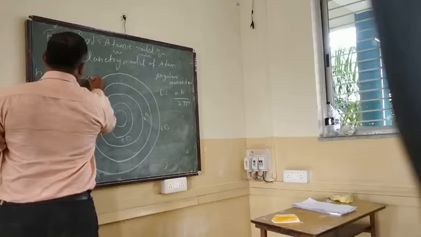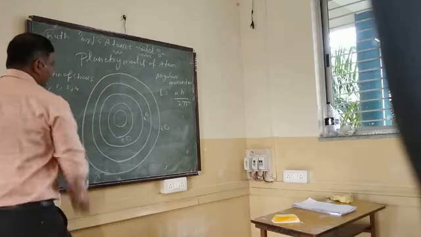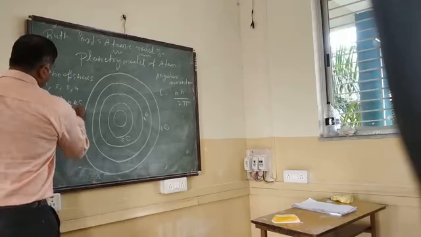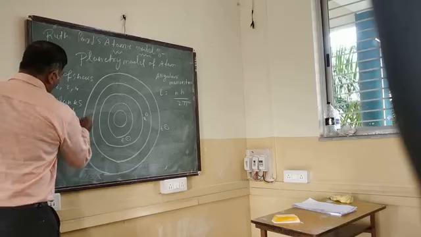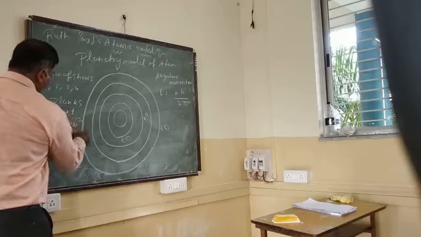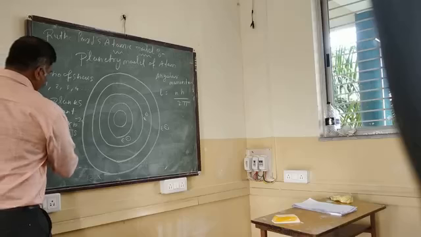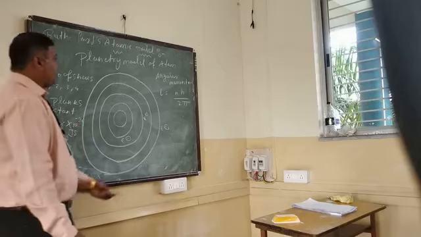How can we denote the number of shells? 1, 2, 3, 4 and so on. Okay. What is h? H is nothing but Planck's constant. Planck's constant is 6.626 into 10 raised to minus 34 Joule second. Okay. And then we have the value of pi, that is 3.14. Okay. So this is what is called the angular momentum.